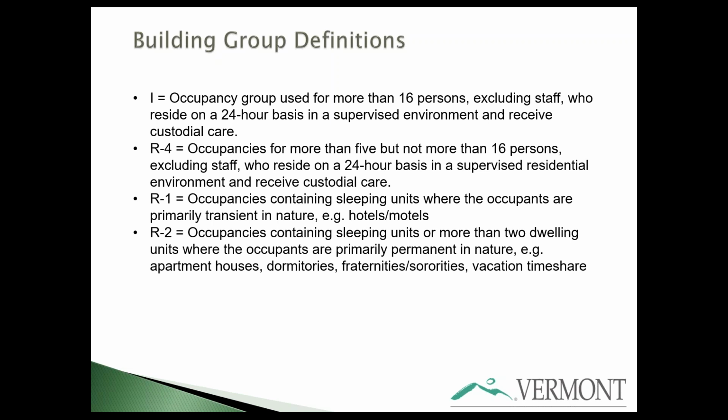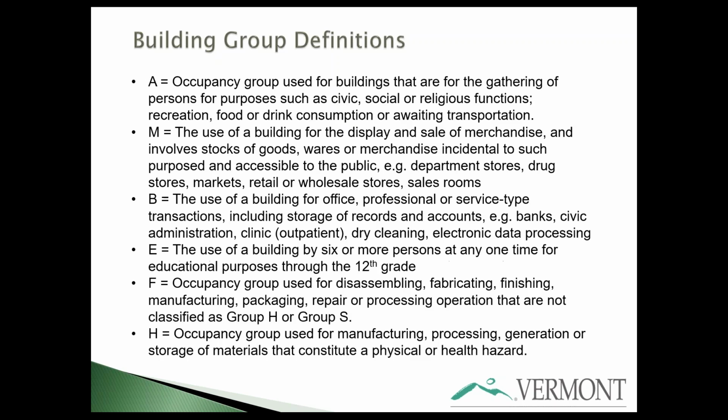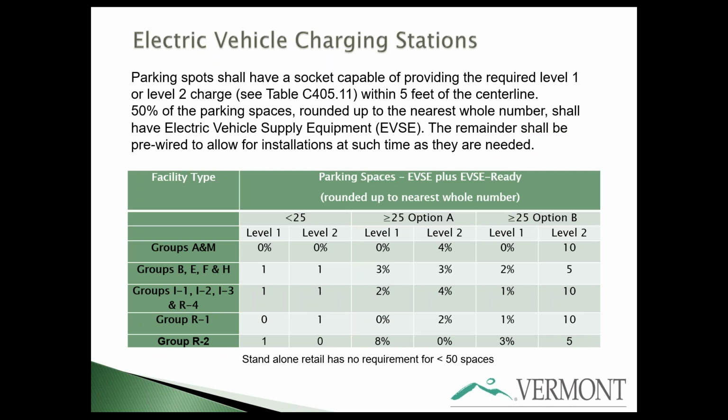R4 is occupancies for more than 5, but not more than 16 persons who reside on a 24-hour basis in a supervised care. R1 are basically your hotels, motels, and R2 are mostly multifamily, but also has dormitories, fraternities, sororities, vacation timeshare type spaces. So you'll see some of these over here. If you're not in one of these building types, then there are no requirements for you.